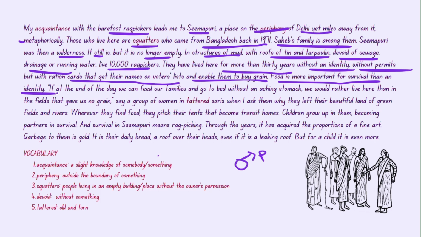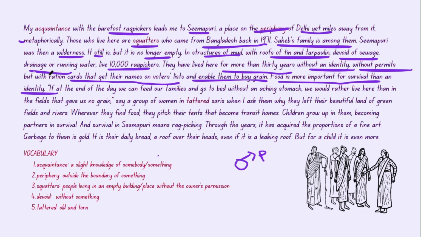But they do have their ration cards, from which they can buy their food from the ration shops, and second, their name gets on the voters list, so they can vote, but they don't have an identity. Nobody knows who they are. So to these people, food is more important for survival than any kind of identity. They do not want to be recognized. All they want is to be fed.